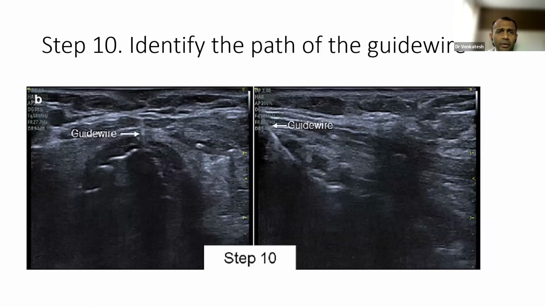So once you have entered, what we do is you stabilize the needle, introduce the guide wire, and get the needle out, stabilize the guide wire, and now you try to see the guide wire first in the transverse axis, and then you can see it in the longitudinal axis also.